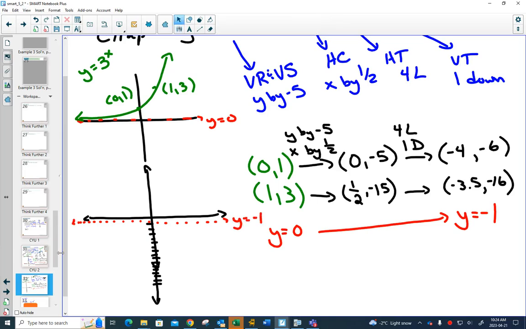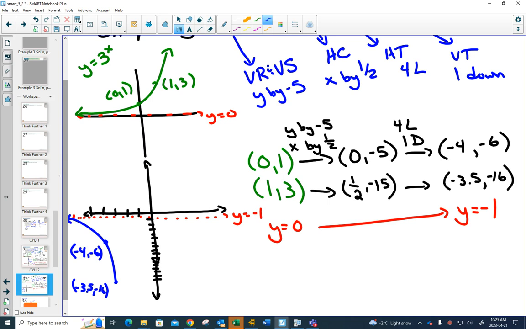Asymptote's at -1. I'm going to have a point at (-4, -6), and (-3.5, -16). And so there is the shape of the final graph. Again, need to label those 2 points to give your scale, and label your asymptote.